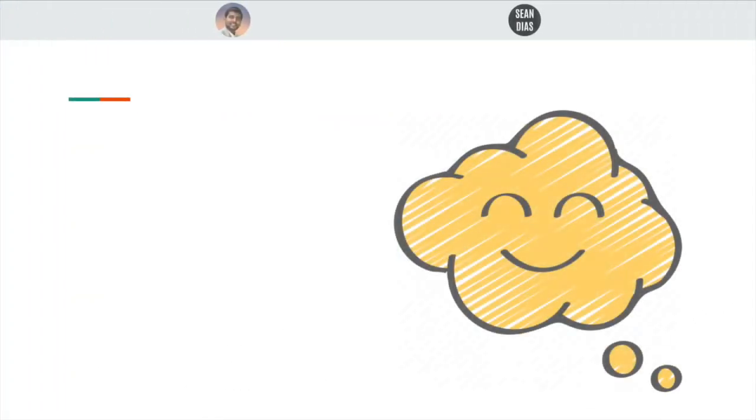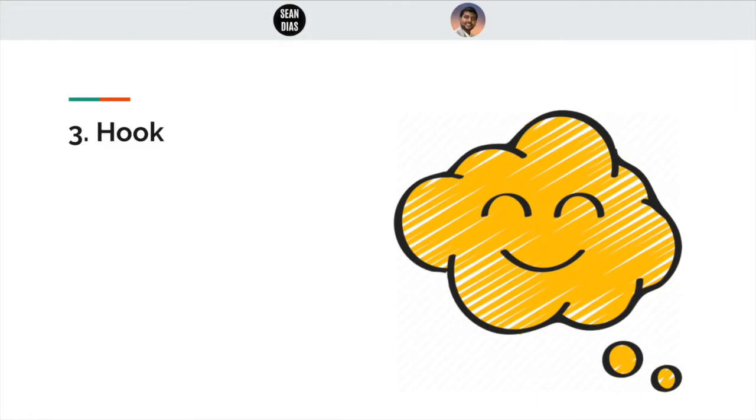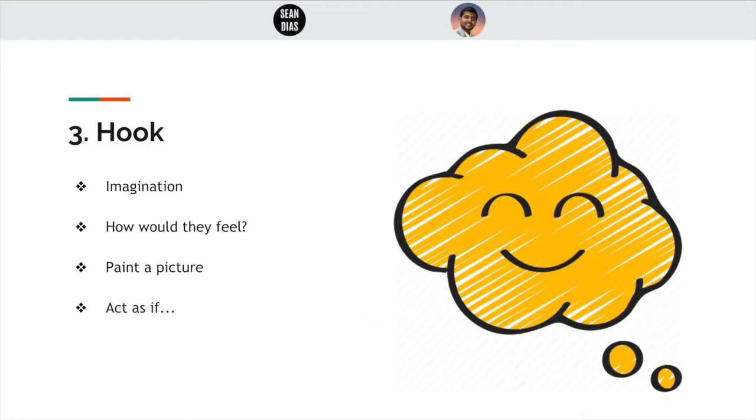The third element is the hook. You guessed it. So this is the third element of a successful ad. Here what you can do is use imagination in order to hook the reader to your advertisement copy. You can think, how would they feel once their problem is solved? You can put yourself in their shoes and then paint a mental picture in their mind using your words. So that way it will be easier for you to get connected with them and persuade them to buy your product. Now, here's a quick tip.